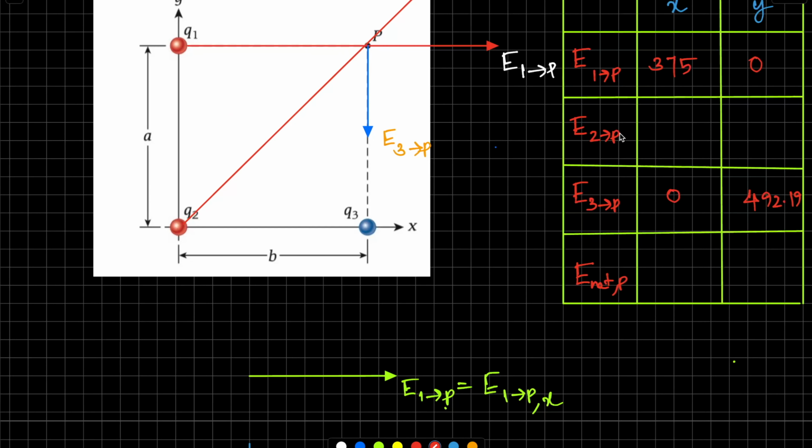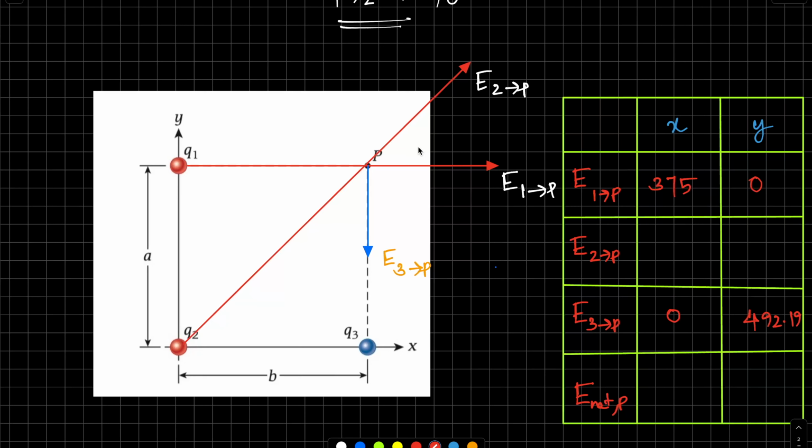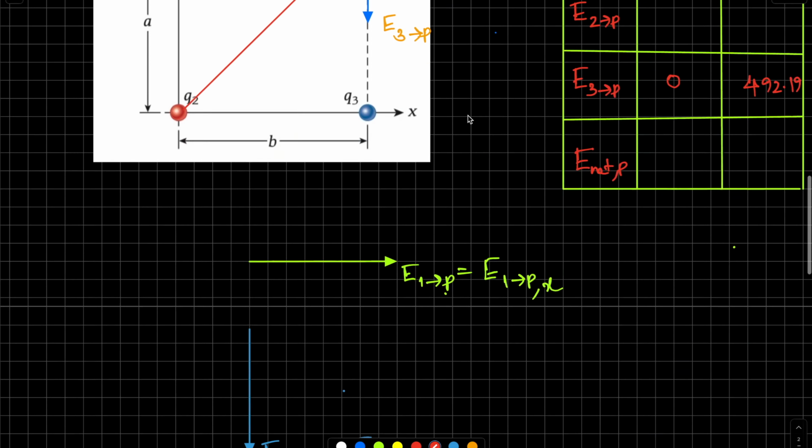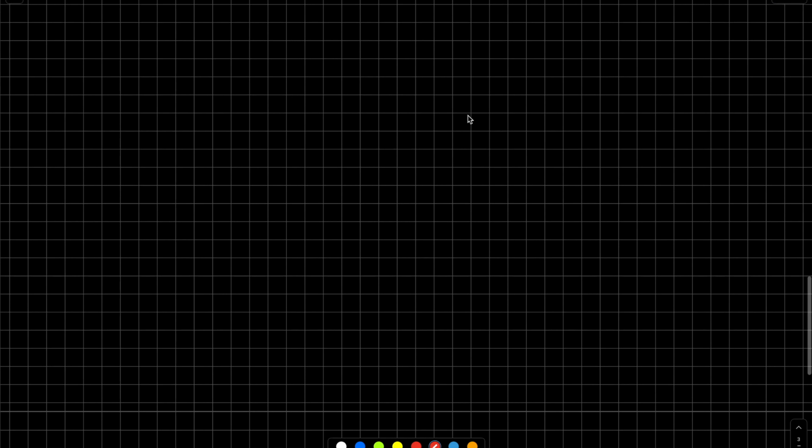All right. Now let's resolve E2 at P, the electric field by charge 2 at point P. All right, so I'll draw that vector. This is that vector, right? E2 at P. This is point P.